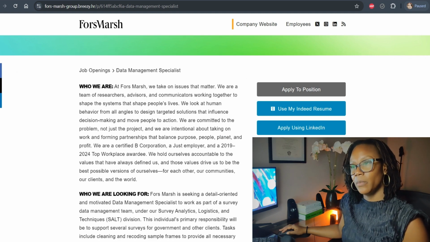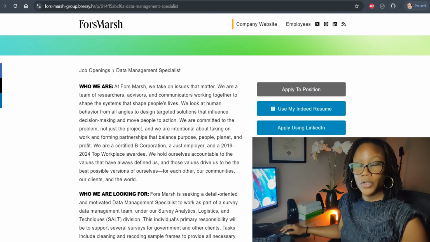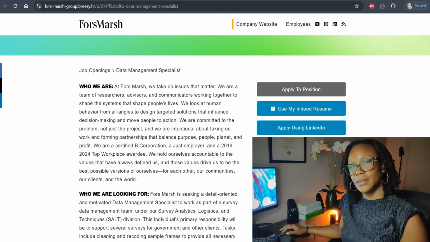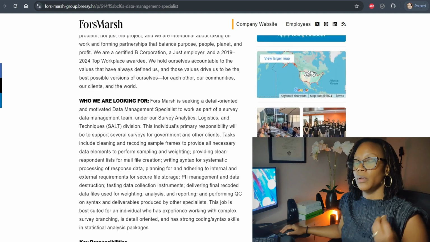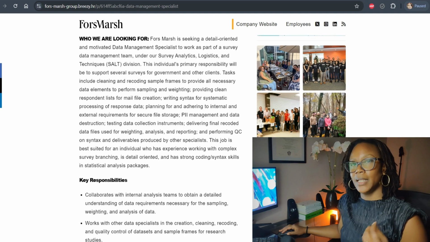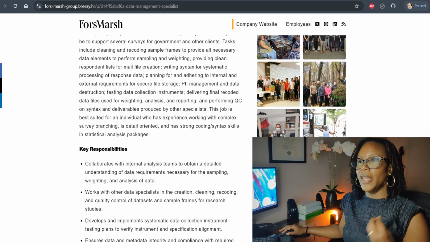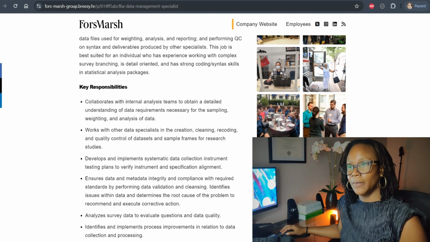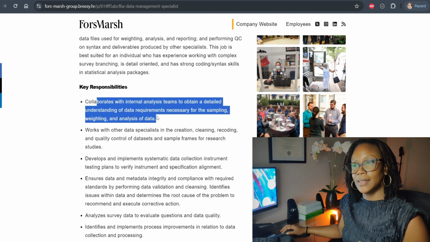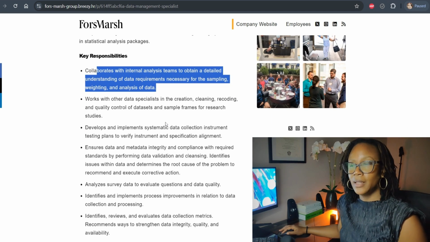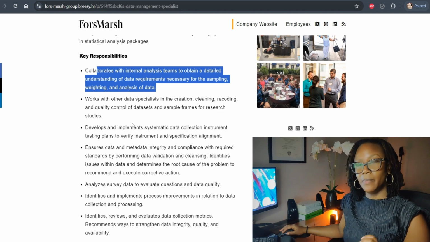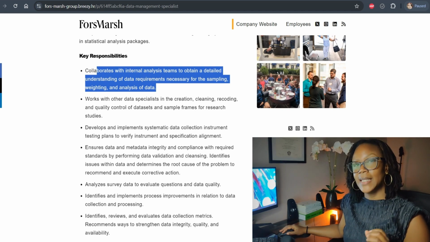For Marsh, they are working with researchers and advisors, and they're working together to help shape the system that people rely on. You're going to be using a lot of data analytical tools. And if we go down here to the responsibilities, it lets you know you're going to be collaborating with their internal analysis team to gather the data requirements. You're going to develop and implement systematic data collection and testing plans to verify their gathering.